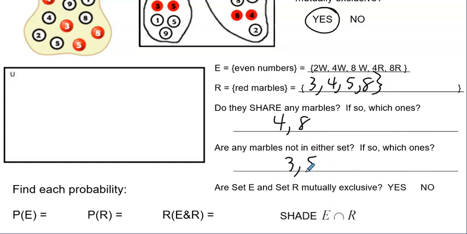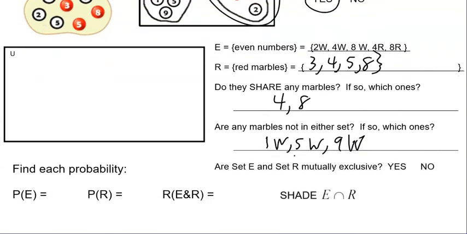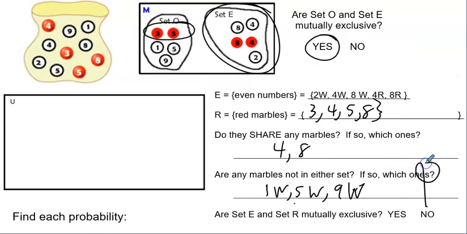Wait a minute. Hold on. Sorry, I read that wrong. So we have our evens, which are all these. And then we have our reds, which include those. So what are not in either set? That would be 1 white, 5 white, and 9 white. Are sets E and R mutually exclusive? Well, that would be a no, because they do have some overlap of 4 and 8.